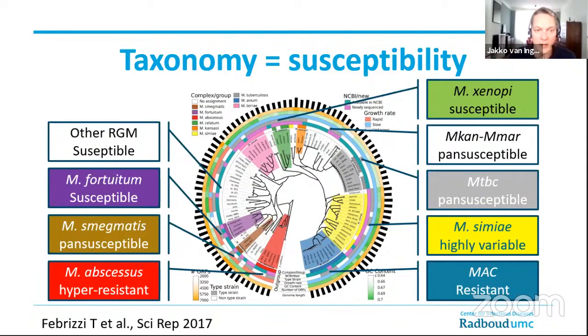And if you cross the barrier to the rapid growers, again, you see huge differences based on a lot of things, but in part reflected in the phylogeny. So the smegmatis group, not very pathogenic, but also highly susceptible to drugs. Fortuitum becomes a little more resistant, but plenty of options. And the chelonae-abscessus group is just a nightmare, resistant to most classes of antibiotics. Again, based on formidable cell walls and all kinds of other defense mechanisms.